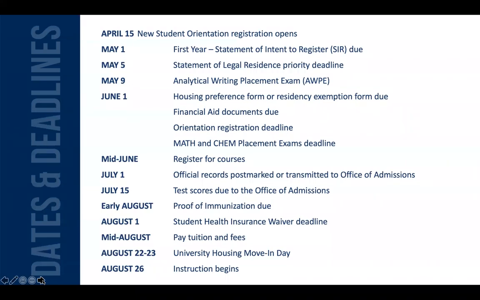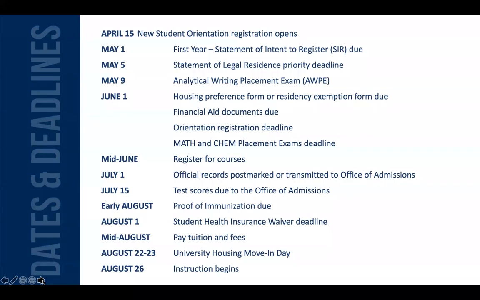Make sure that if you're going to get your health insurance waived, that has to be done by August 1st. And then, of course, you pay your tuition fees mid-August. And moving day for a lot of you seniors who are going to be first-time freshmen on our campus is between August 23rd and 23rd. And then you start school on the 26th.